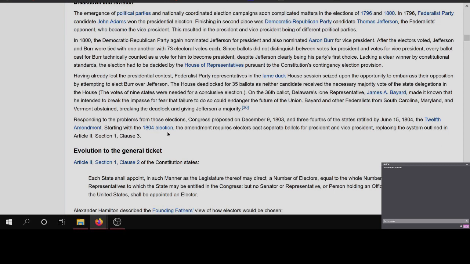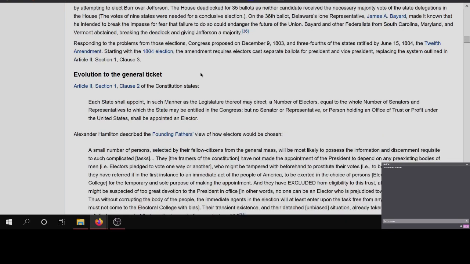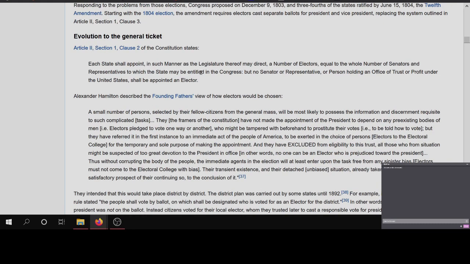So, let's go down here. Started with the 1804 election. The amendment requires the electors cast separate ballots for president and vice president, replacing the system outlined in Article 2, Section 1, Clause 3. So, a different revision in government in the United States. So as a constitutional republic, we certainly have some history of actually changing the constitution.